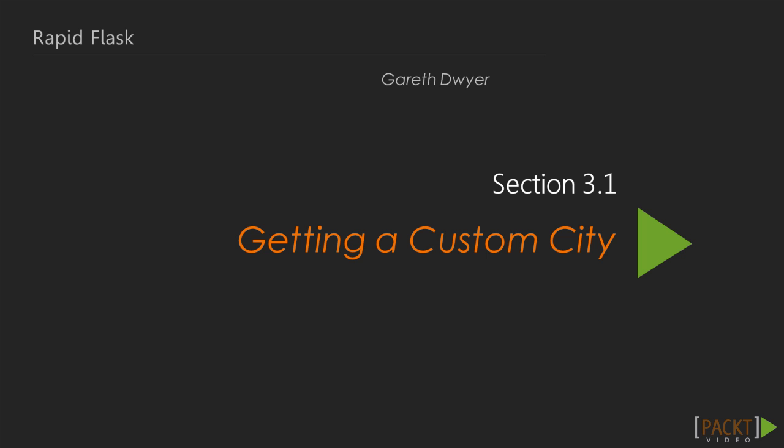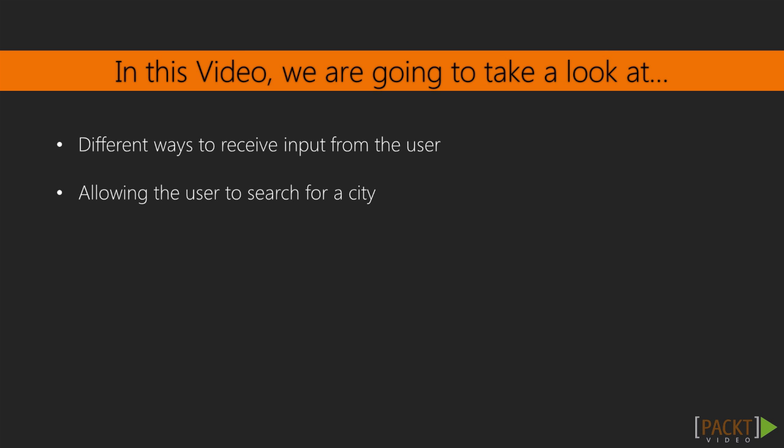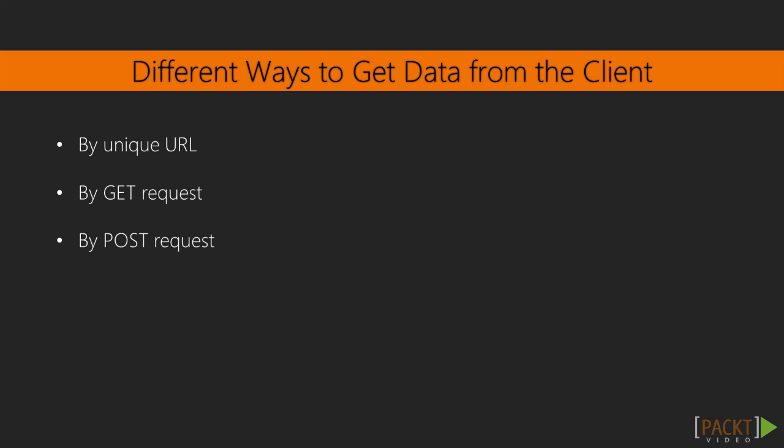In the last section, we built a weather app that pulled weather data for London from the Open Weather API and displayed this data to the user. Upon completing this video, we will have extended this app to allow the user to choose which city to view a weather forecast for. We'll be looking at 3 different ways to achieve this.